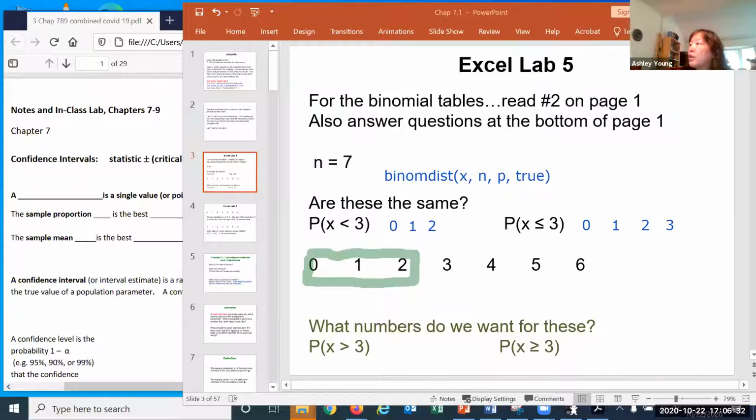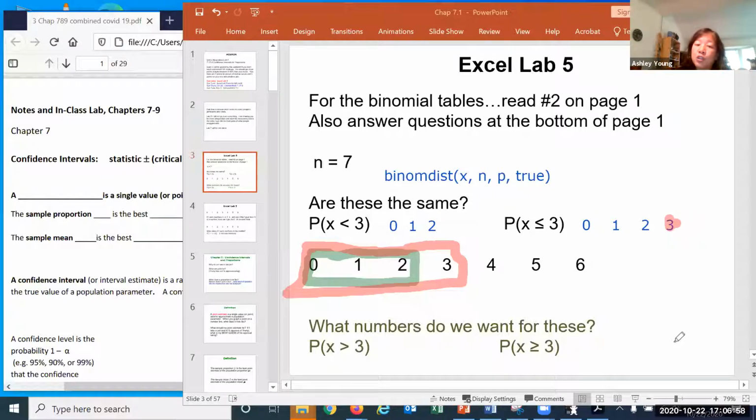If I put in 3 for X, then it's going to grab all of these 4 here, find those probabilities, add them up, and return the sum of these 4 probabilities. It'll add all 4 of them up. So that's how this function works. You'll see more about it when you get into it.